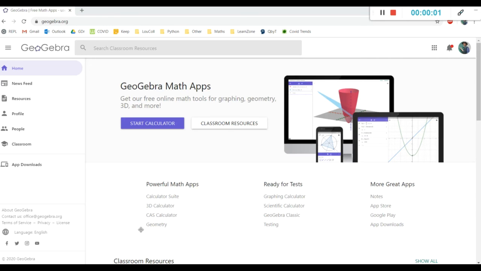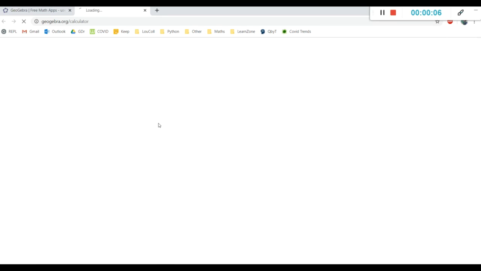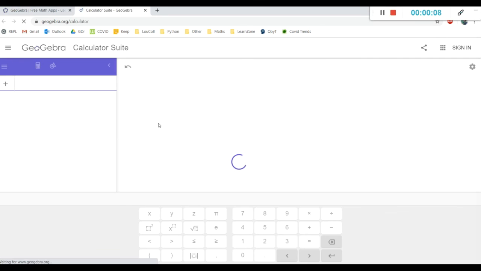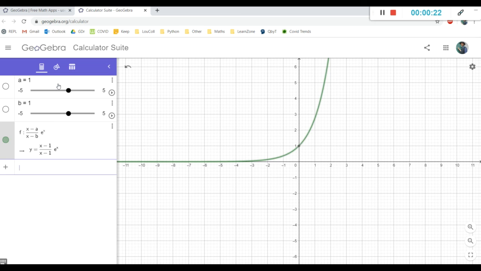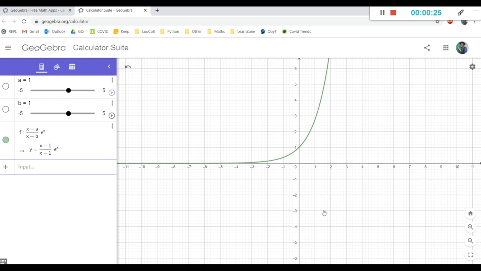If you're interested in seeing a bit more of what's going on behind the scenes, GeoGebra is a great way to investigate further. So if you start up your calculator and we just type in exactly what was given in the question, we can play with the values of a and b as they appear. So y equals (x minus a) over (x minus b), multiplied by e to the power of x. Now up pops a graph that should look familiar.